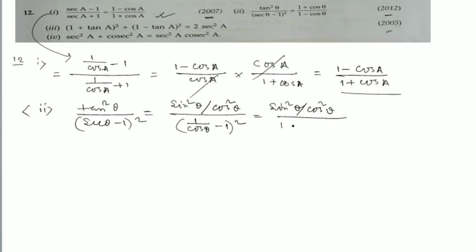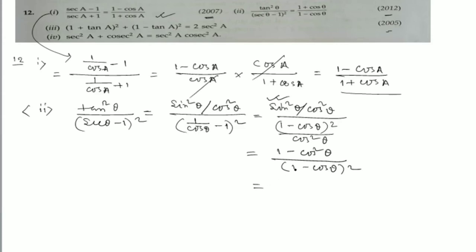(1 minus cos theta) whole square divided by cos square theta. So after division, the cos square theta will vanish. So we get sin square theta, which means 1 minus cos square theta, and here we get (1 minus cos theta) whole square.